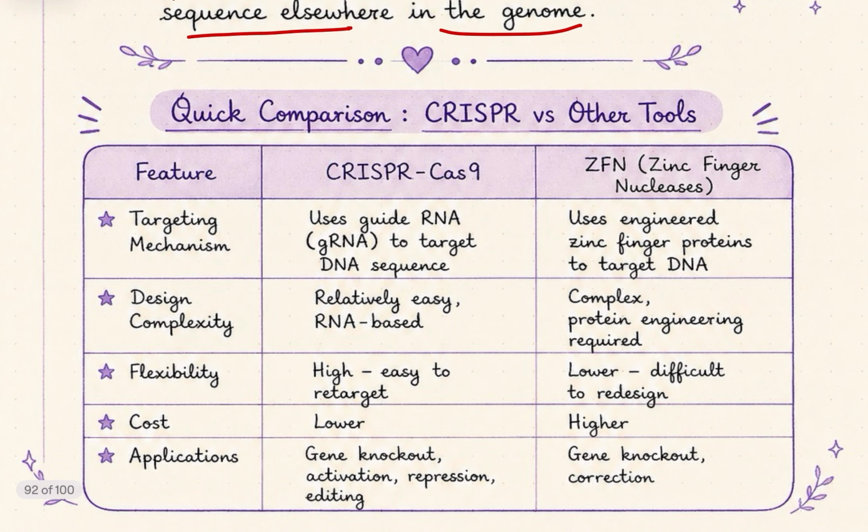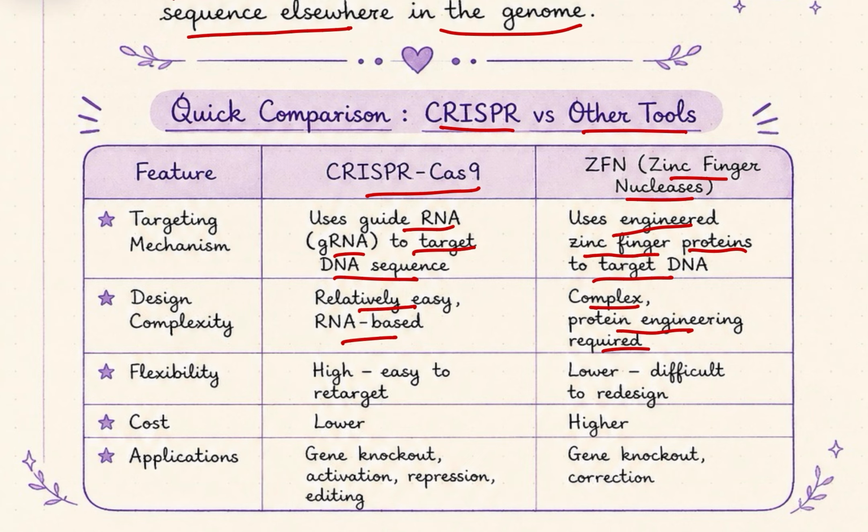So a quick comparison between CRISPR and the other tools. CRISPR-Cas9 or zinc finger nucleases. Target mechanism: CRISPR uses gRNA to target the DNA sequence, while zinc finger nucleases use engineered zinc finger proteins to target DNA. CRISPR is relatively easy, RNA based. Zinc finger nucleases are complex, requiring protein engineering. CRISPR has high ease of retargeting, while zinc finger nucleases are lower, difficult to redesign. CRISPR-Cas9 cost is lower, zinc finger cost is higher. Applications of CRISPR-Cas9: gene knockout, activation, repression, editing. Applications of zinc finger nucleases: gene knockout and correction.